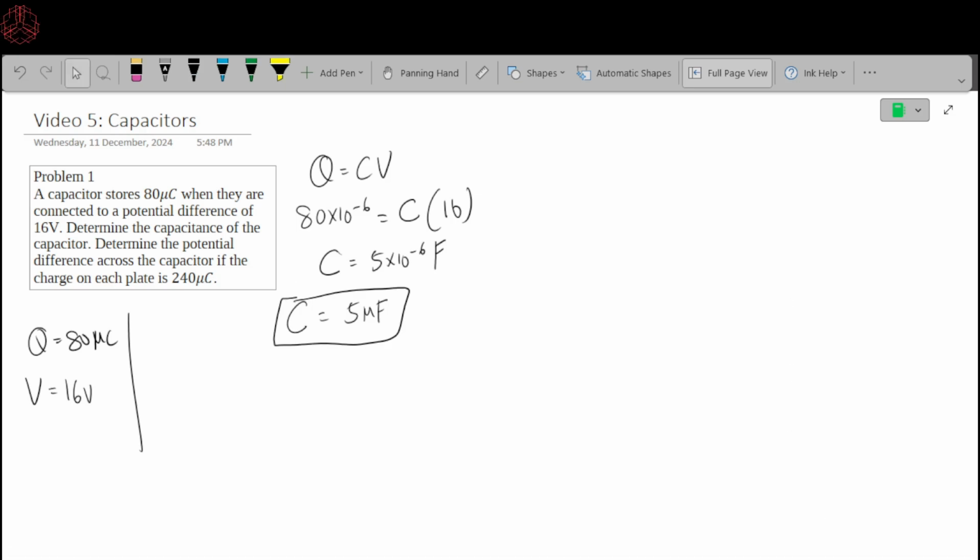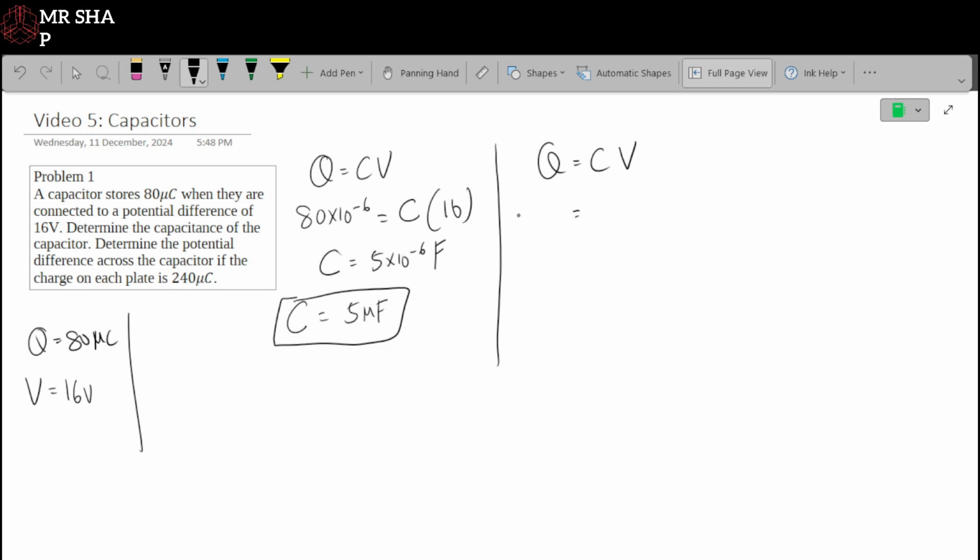After that, the next question goes, determine the potential difference across the capacitor if the charge on the plate is 240 microcoulomb. So now I have the same capacitor, right? I still have the same capacitor, but its potential difference is going to change. So that means I still have my capacitance. So again, I will have Q equals CV.